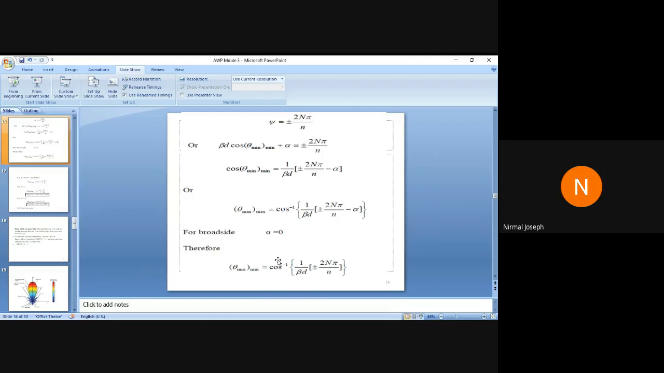That is equal to cos inverse of 1 by βd times (±2nπ divided by small n minus α). And we already know α is 0. Just substitute α as 0. We will be getting the general case for any number of elements and for any separation between the elements. So that is the case. θ min of the minor lobe is equal to cos inverse of 1 by βd times ±2nπ by n.